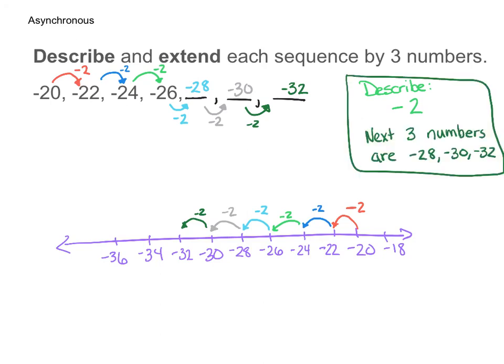So on the right side, I just showed that I described by, I could say minus 2, or you can say you subtract 2 from the previous term. That's more information, right? So that would be a mastery level student. And then to describe the next three numbers would just be negative 28, negative 30, and negative 32. That's it for this second part of sequences.